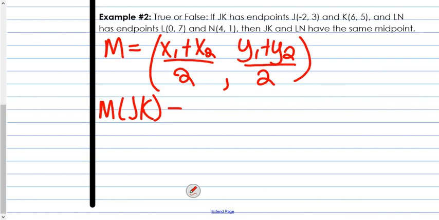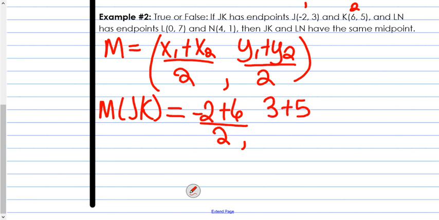Okay, so the midpoint of JK. This would be my point 1, this would be my point 2. So x1 is -2 plus x2, which is 6, over 2. And then y1 is 3 plus 5 over 2. And at this point, all you're doing is simply combining terms and simplifying. -2 plus 6 is 4 over 2, and 3 plus 5 is 8 over 2.